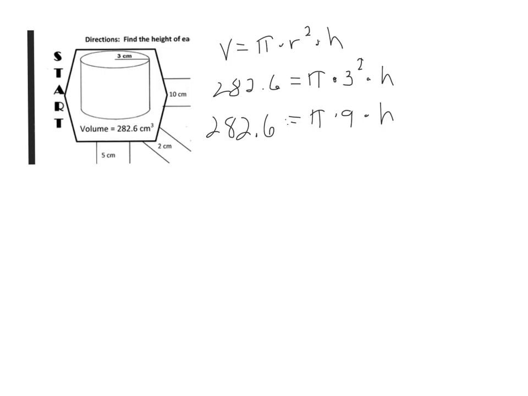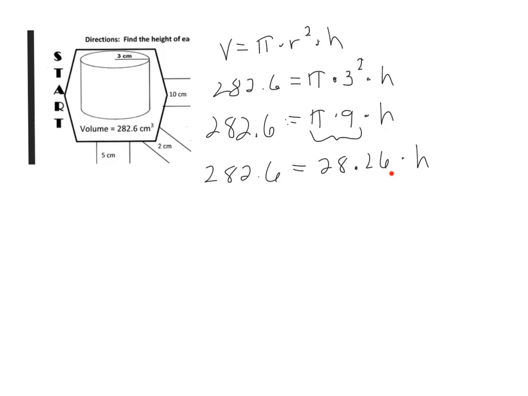And now I'm going to go ahead and do this part here. I'm going to do 9 pi. So on my calculator, I'm going to do 9 times 3.14. That's going to give me 28.26. So 282.6 is now equal to these two multiplied together, which was 28.26 times the height.